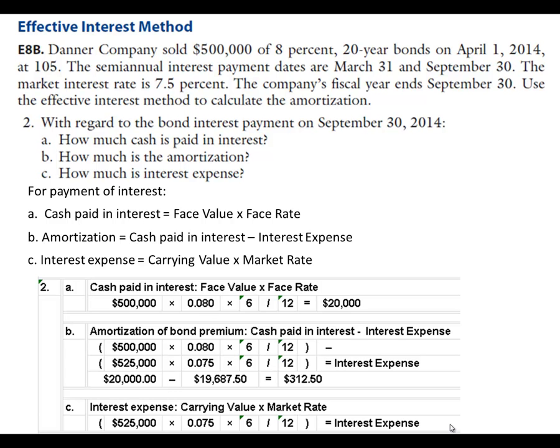So then let's jump down to part C. Part C is going to be our carrying value times our market rate. Now our carrying value, because we have not paid interest yet, is going to be the amount of cash that we received. Because carrying value when we're dealing with a premium will always be our issue amount of $500,000 plus the balance in our unamortized bond premium account, which we noted up here to begin with, which was $25,000. So face value plus bond premium is our carrying value, then times our market rate, and then times 6/12 gives us our interest expense amount.